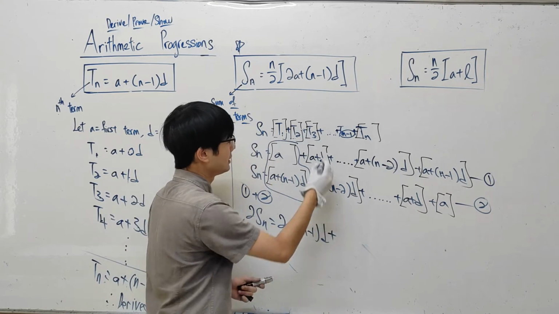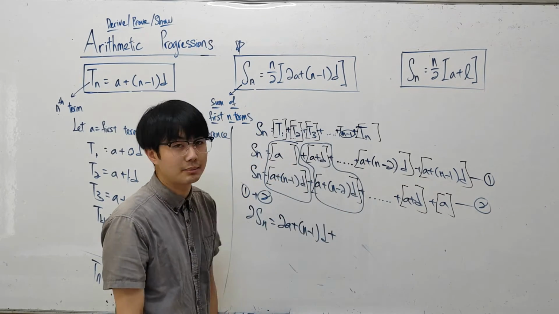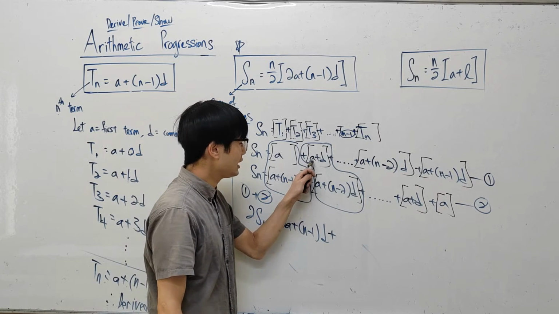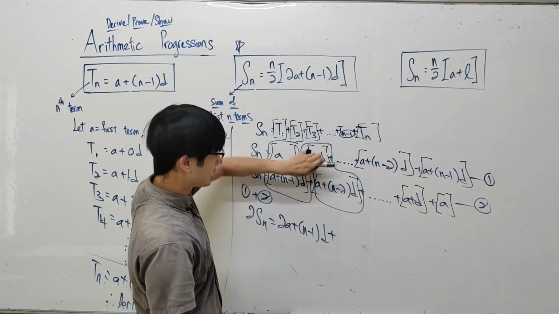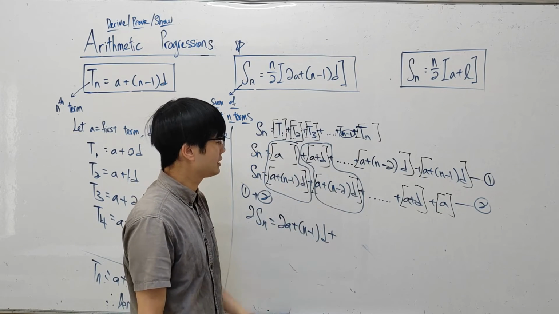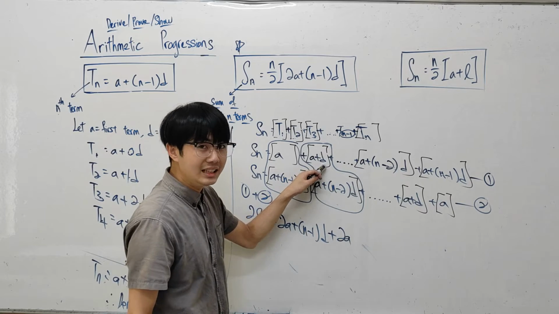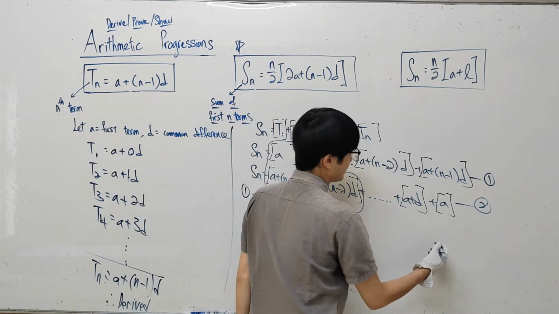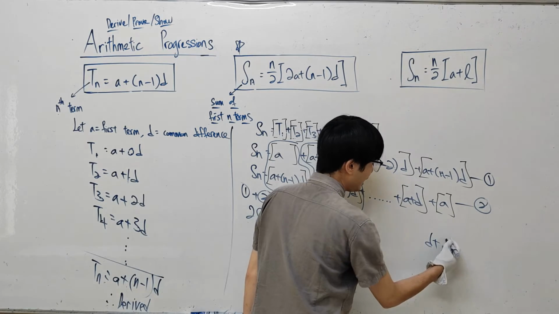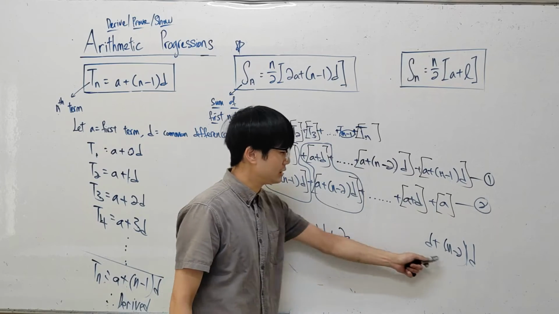And then now we will take the sum of this. So what is a plus d plus a plus (n minus 2)d? We are taking this plus this. So what happens here? A plus a, you will get 2a. And then what is d plus (n minus 2)d? I will write here d plus (n minus 2)d. Correct? d plus (n minus 2)d is right.